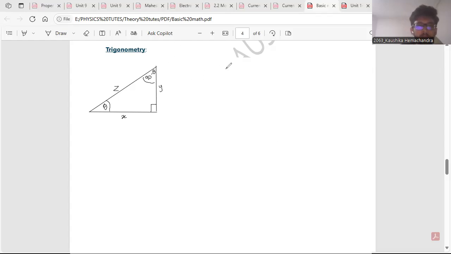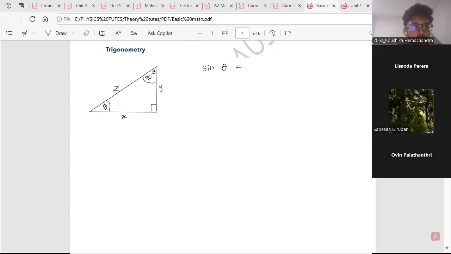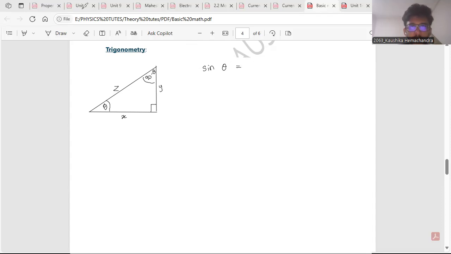Right? And you have learned about sine theta, tan theta, and cos theta, just the basic ratios. What is sine theta in terms of x, z, or y using the side lengths? What is sine theta? Opposite over hypotenuse. That is y over z. Y over z. Cos theta.